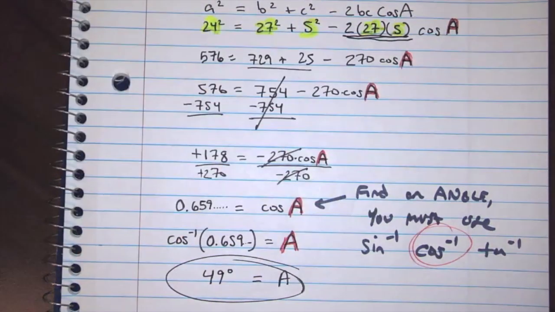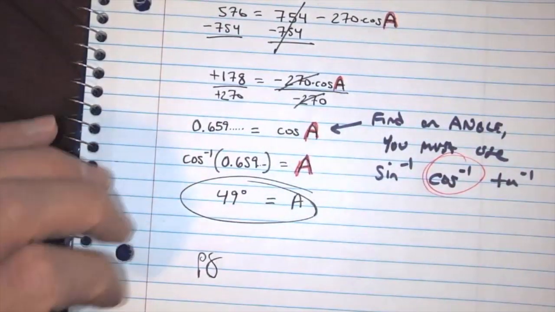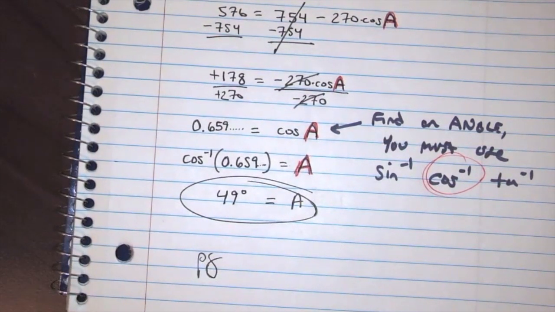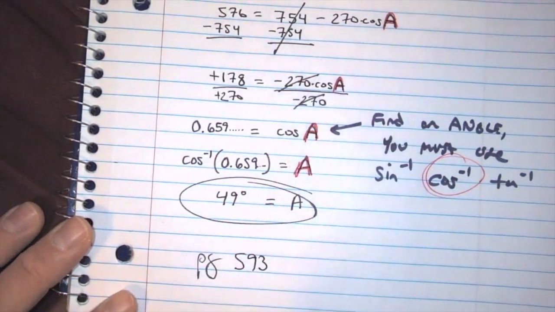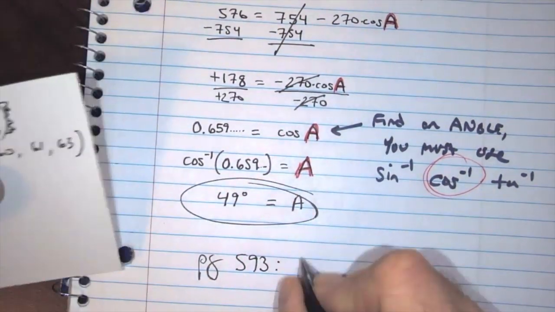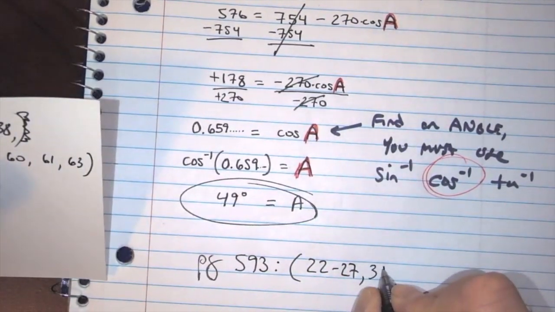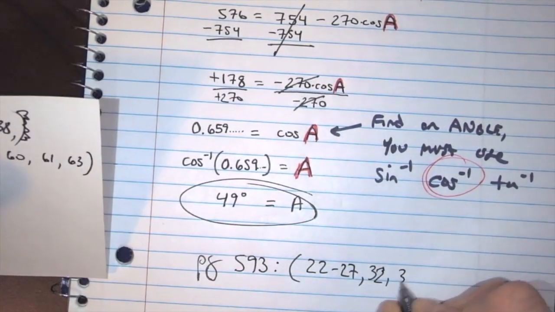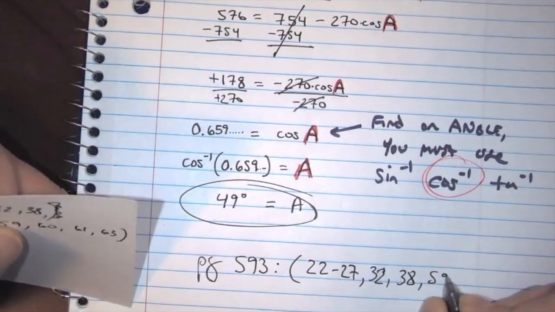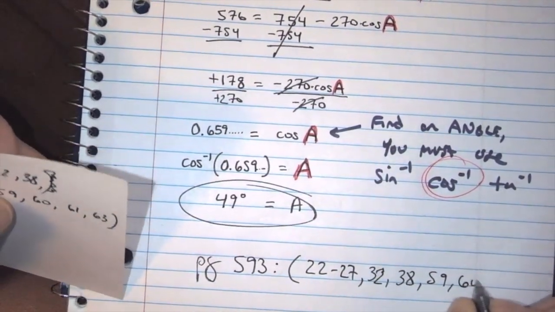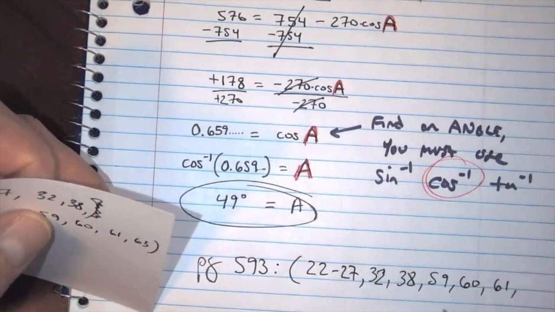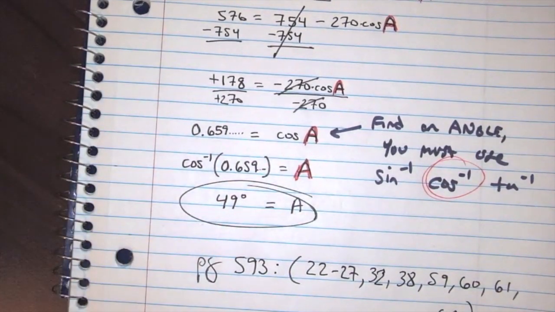You're going to have a couple of these in your homework. Speaking of which, what page are we on? It's the exact same page. It's page 593. And I'd like you to do problems 22 to 27, 32, 38, 59 is review, 60 is review, 61 is review, and 63 is also review.